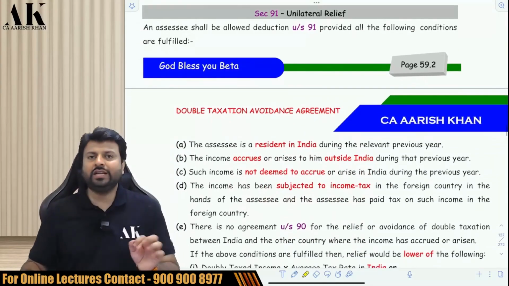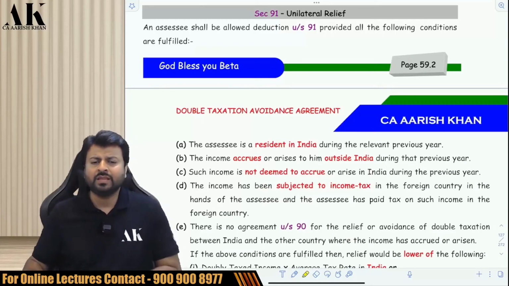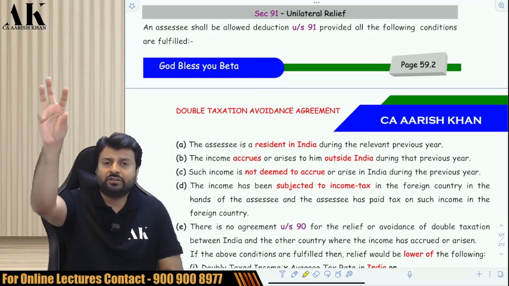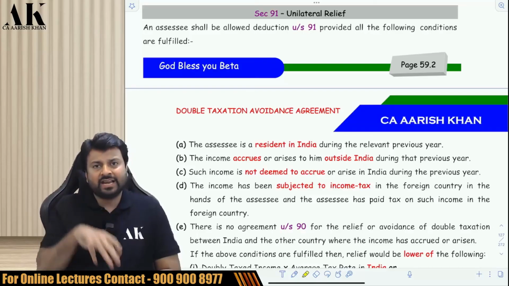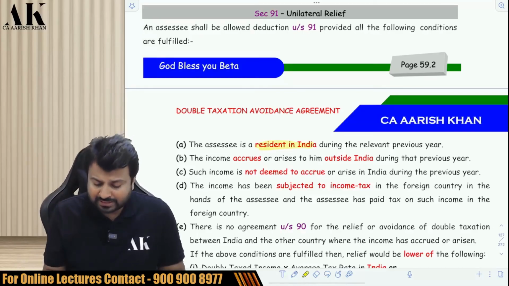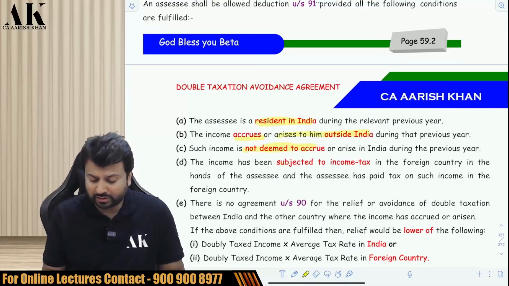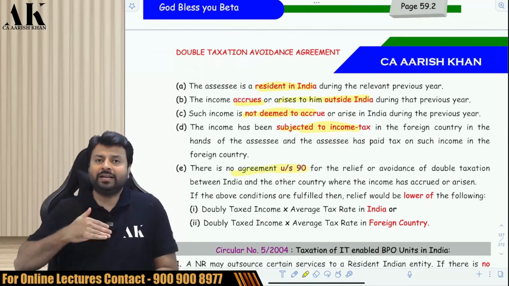Next one, unilateral relief. Very important. One question in the exam generally comes on unilateral relief. Unilateral relief is applicable when a resident Indian goes to a country with which India does not have a DTAA and there is double taxation. In that case, the Indian government will give relief to that person. The conditions are: he should be resident in India; second, the income arises or accrues outside India; third, the income is not deemed to accrue or arise in India; fourth, he is subject to tax in the foreign country; fifth, there is no agreement between India and that country.